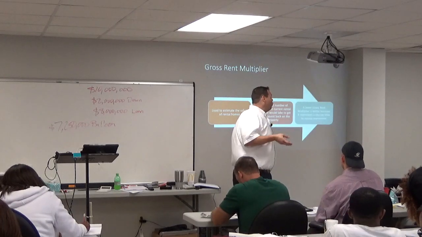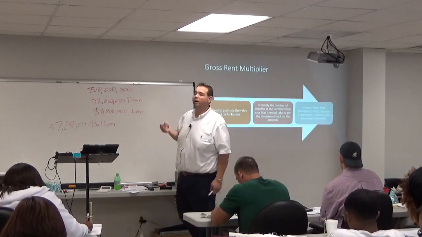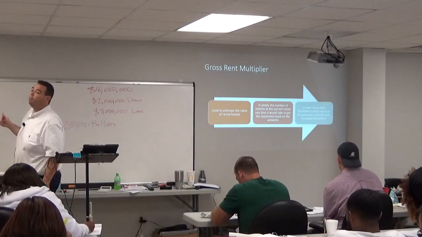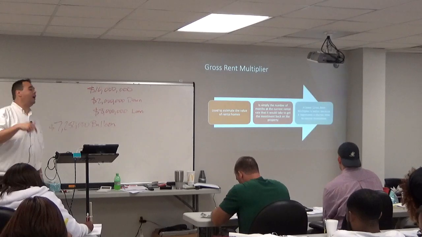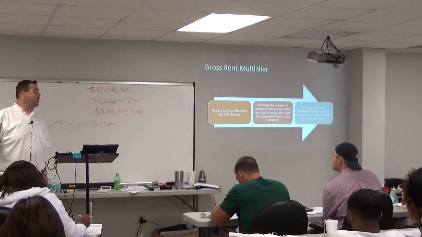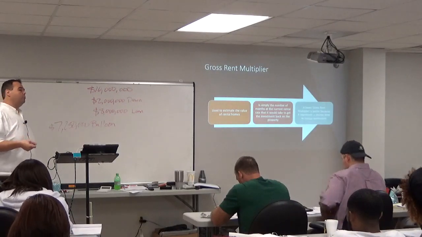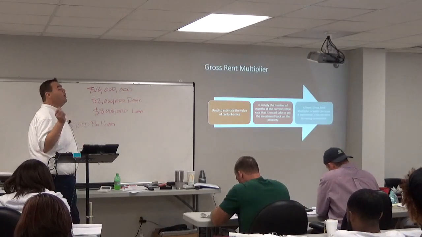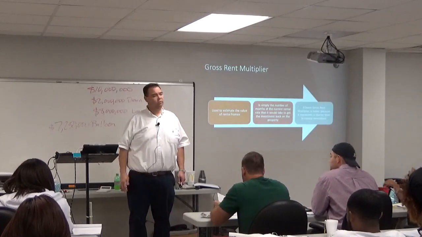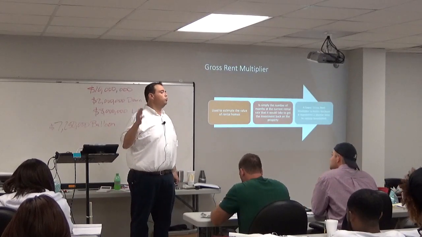Yes. So we need a very shortcut way to figure out how much we're willing to pay for it based on how much we can rent it for. Is everybody good with that? That's a gross rent multiplier. It's just a very shortcut way. And you should hope you get 20 of these questions on the test, because it's so super easy.